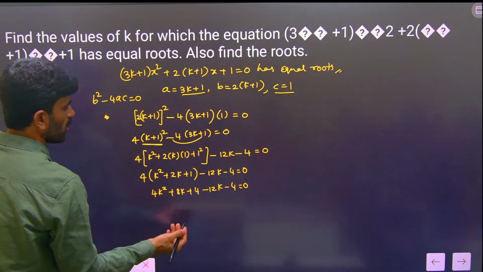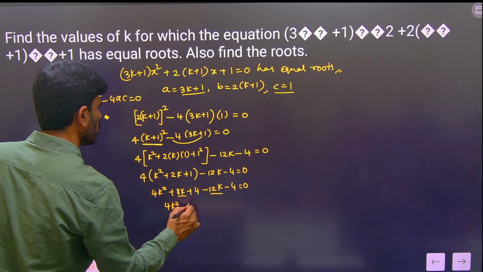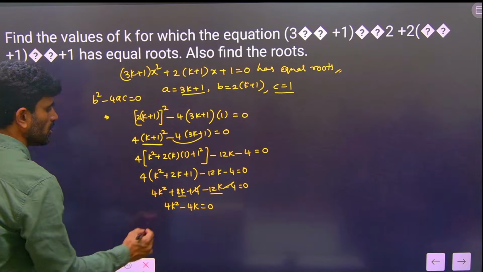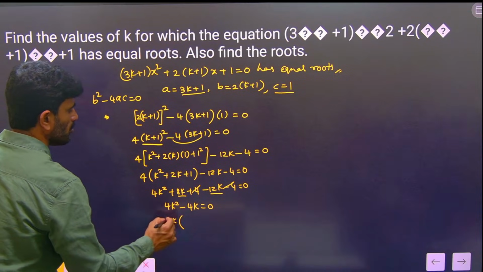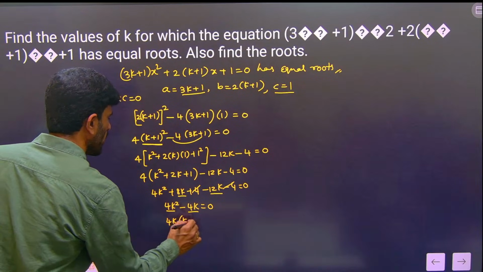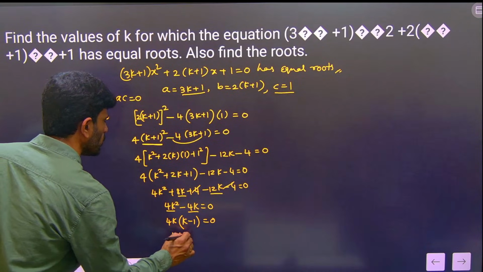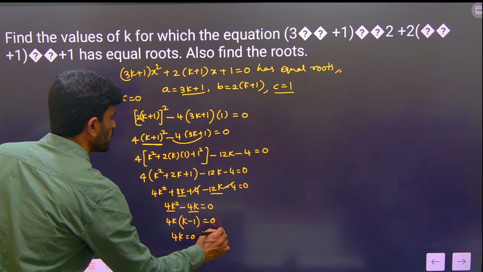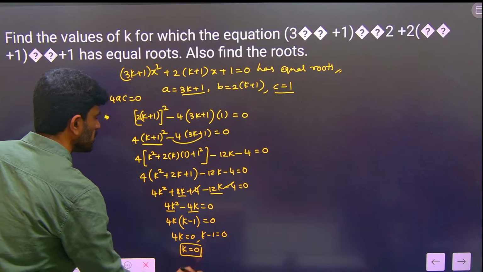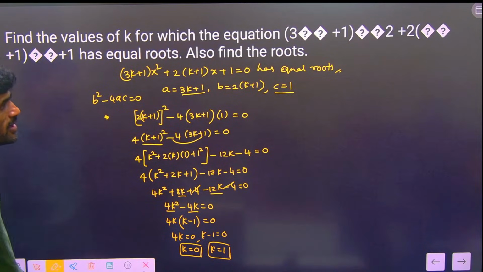Now 4k square as it is, 4k square only, 8k minus 12k minus 4k plus 4, minus 4 cancel, is equal to 0. Now from both we can take 4k common, because here 4k is there, in this also 4k is there, so we can take 4k common, so it is k minus 1 is equal to 0. Means what? 4k is equal to 0, or k minus 1 is equal to 0. Sending that side, k is equal to 0 by 4, 0, or k is equal to 1. K is equal to 0 or k is equal to 1.